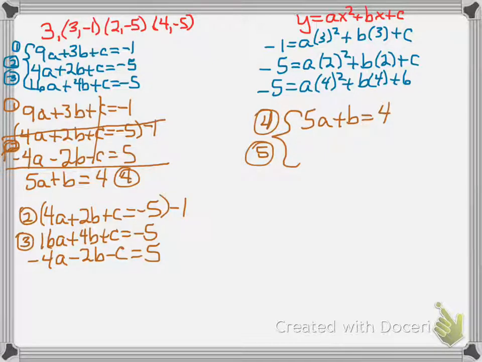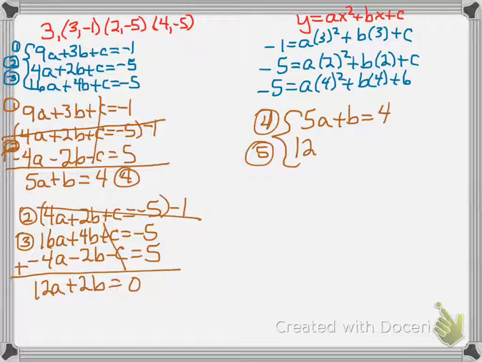Alright. Add those together. And that gives me 16a minus 4a is 12a. 4b minus 2b is plus 2b. My c's were canceled out, so -5 plus 5 gives me 0. That is my equation number 5. So 12a plus 2b equals 0.